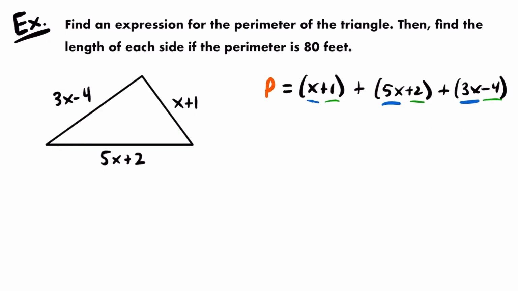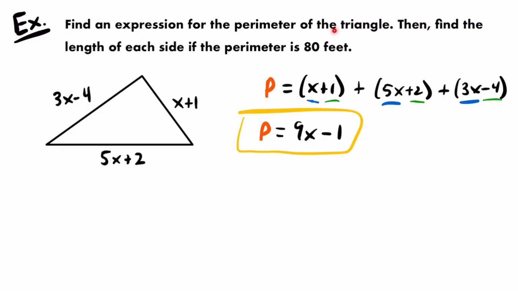So combining our like terms, we have that the perimeter is equal to x plus 5x, which would be 6x, plus 3x, which is 9x. So 9x, and then 1 plus 2, which is 3, minus 4, which is negative 1. So we get 9x minus 1. And that right there would be an expression that represents the perimeter of this triangle. All right, the perimeter is equal to 9x minus 1.